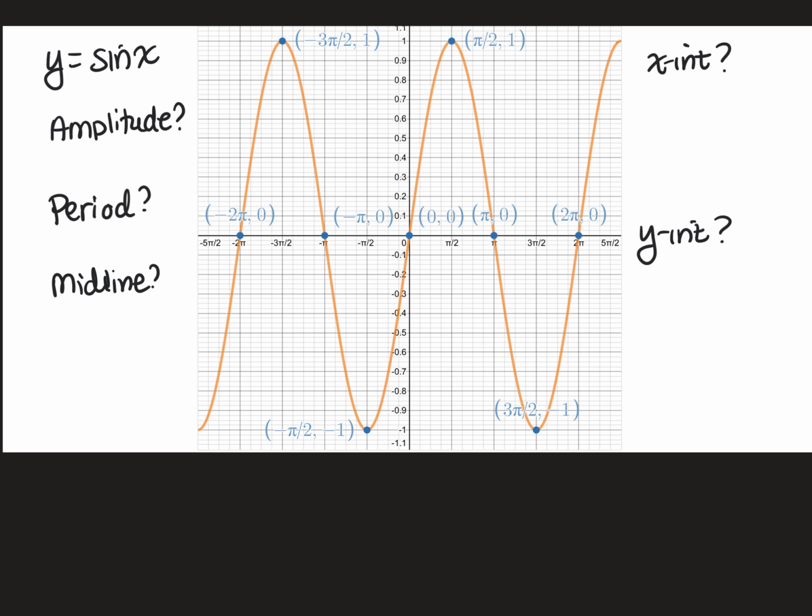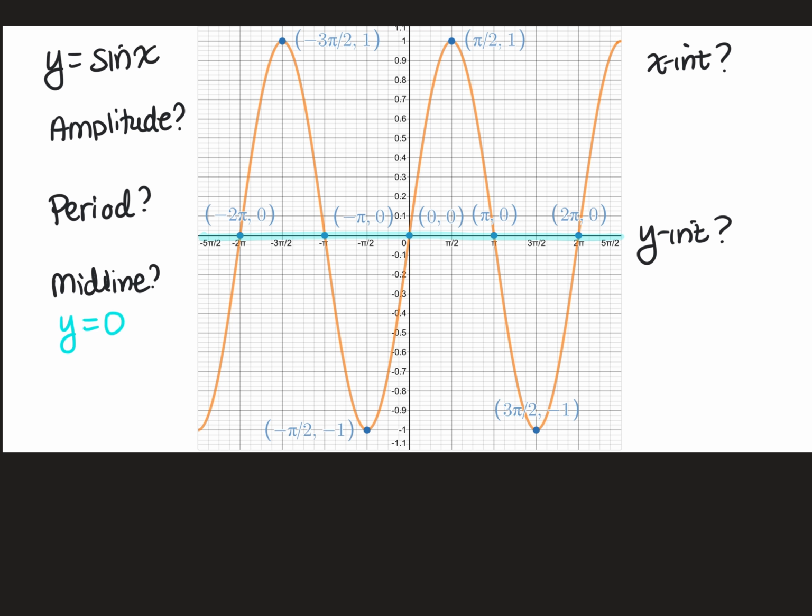Okay, let's work through this graph of y equals sine of x. Let's start by finding the midline. So I'm going to highlight the line that goes through the middle of my graph, and that's right here. Now, the equation of that line is what I'm interested in. So the equation of the midline is the line y equals 0.